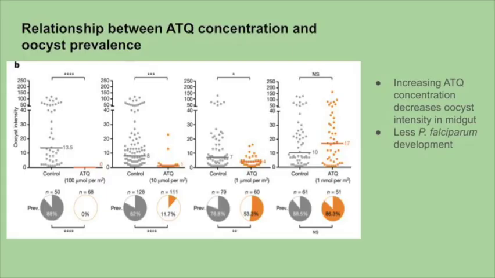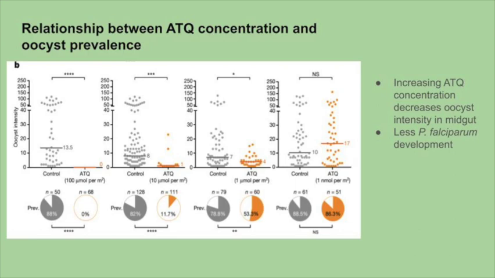And so now we can move on to the results. In this first graph, or figure, we have the relationship between ATQ concentration and oocyst prevalence. It's four separate graphs, and on the left side of each graph we have the control group, which received no ATQ. On the right side we have the mosquitoes receiving ATQ, at the concentration of ATQ that the mosquitoes received.